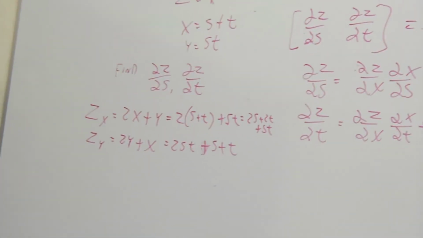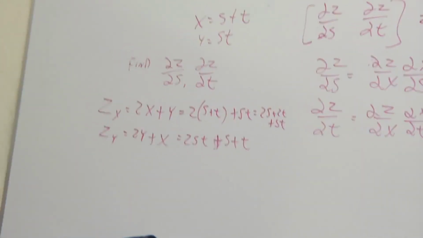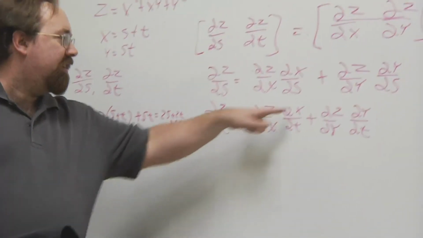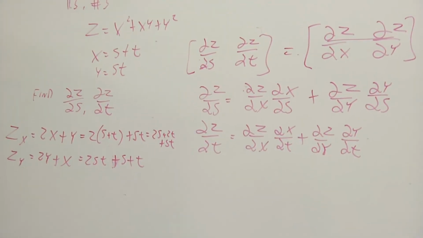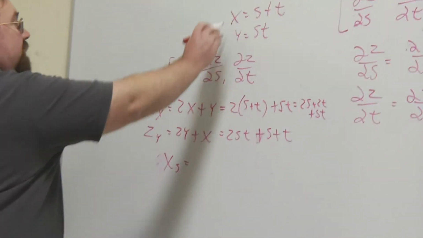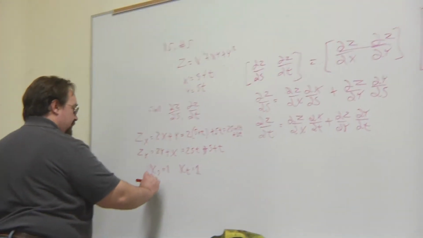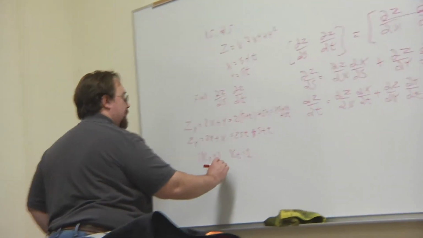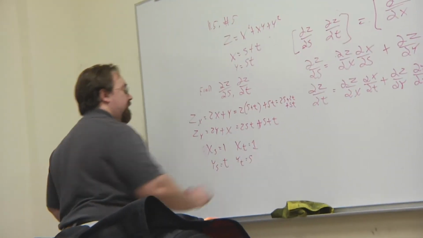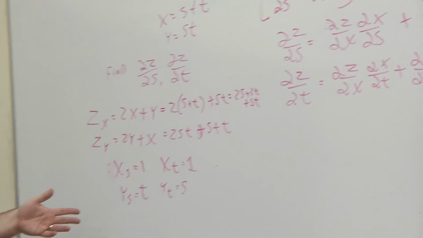So now, because ultimately we want the partial with respect to s and t, your answer has to be in terms of s and t. So we can fill these in here, here, here, and here, but we still need the partials of x and y with respect to s and t. So xs is 1, xt is 1, ys is t, yt is s. So now we have all the partial derivatives we need, we can go ahead and plug in.